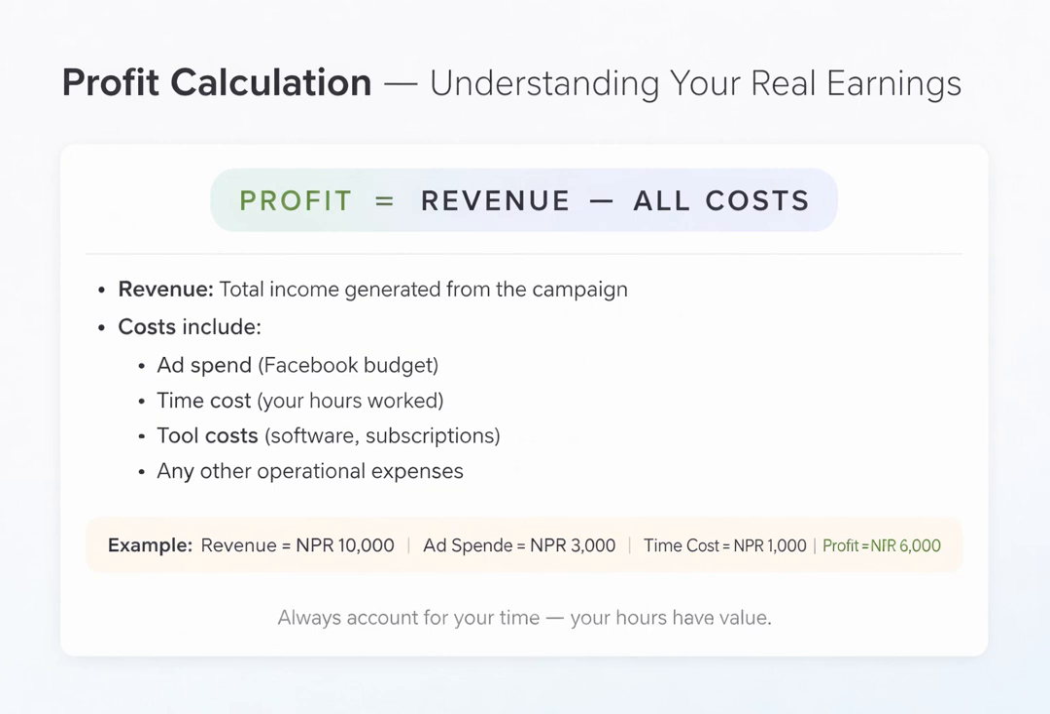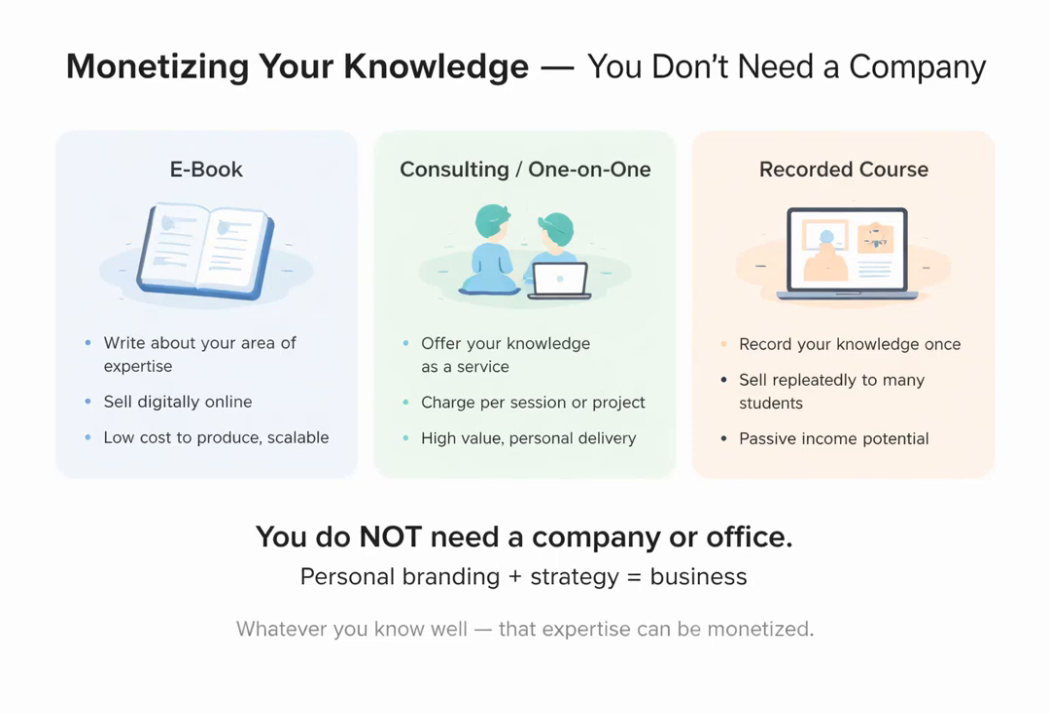This discipline, tracking costs properly, is what separates serious marketers from people who think they're making money but actually aren't. The instructor makes a really empowering point here. You don't need to start a company or rent an office to build a business. Whatever knowledge or expertise you have, you can monetize it. He gives 3 clear examples. First, an ebook. Write about what you know, sell it online. It costs almost nothing to produce and can be sold to unlimited people. Second, consulting. Offer your expertise one-on-one, either as a consultant or in a class setting. Third, a recorded course. Record your knowledge once and sell it repeatedly, which creates passive income potential.